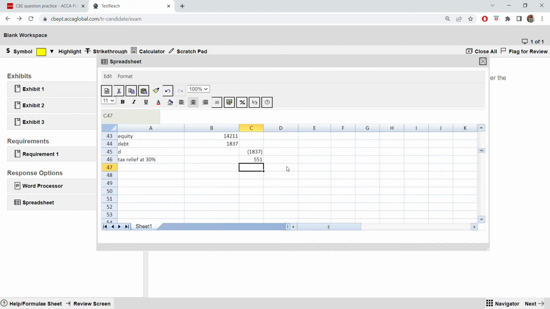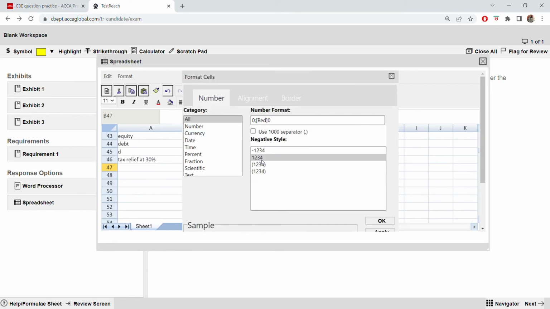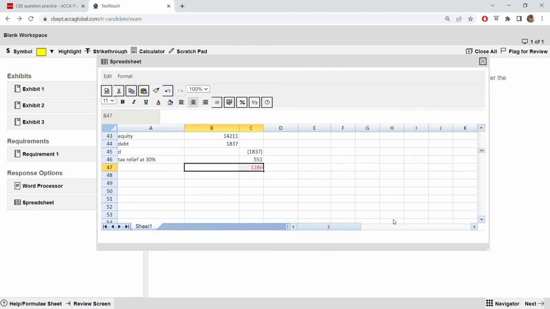Now what do you do? Sum function. Enter. Automatically it will work the sum function because this is a negative figure. This one, click both the cells, the two columns, because the number is spread in two columns, and format cell, this again, okay, 1286. Okay, not that one. Wait a minute.